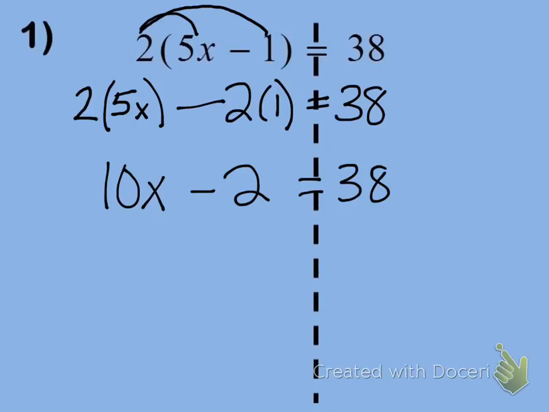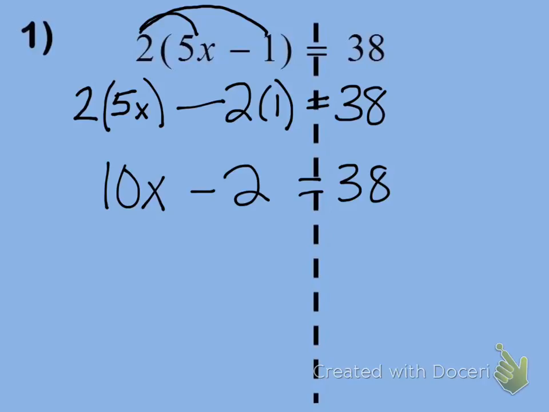I didn't change anything. Now, some of you are getting so good at distributing that you don't need to write this part. That is fine with me. If you can do the 2 times 5x in your head and come up with 10x, and 2 times 1 in your head and come up with 2, that's fine. I just write this step for people who are still struggling a little bit with distributing. So if you can go from here to here, boom, do it. From there, it should appear to be just like a 2-step equation that you took a quiz on early last week and did really well on.